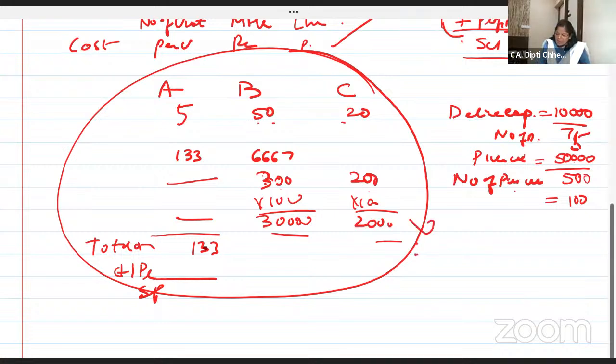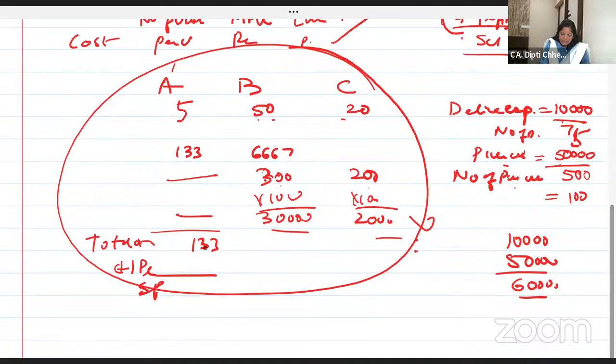If all this knowledge is not there, then: what is the delivery expense, 10,000; what is the purchase expense, 50,000; like this, 3 or 4 more expenses, total 60,000. Okay, how many units you have produced? 1,000, 500, 500. So 60,000 is the overhead. 2,000 units, 60,000 divided by 2,000, 30 each, charge it. 30,000.